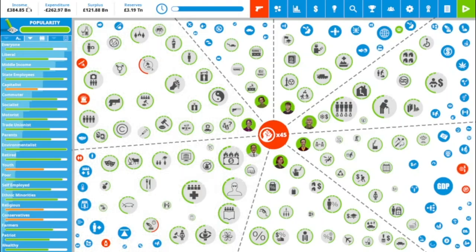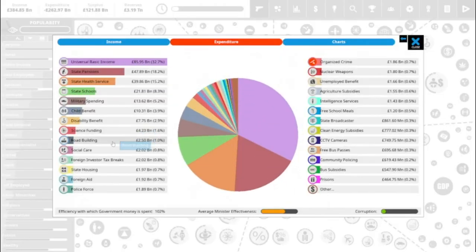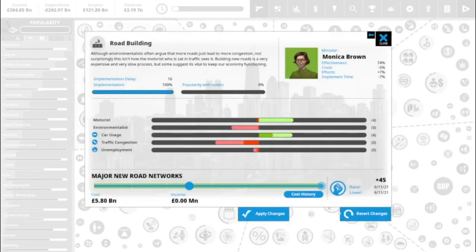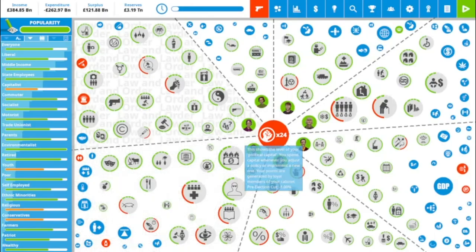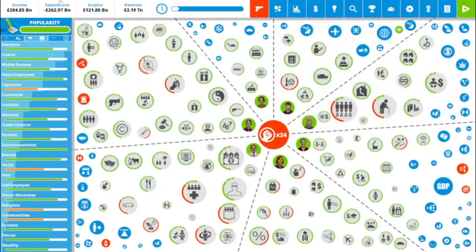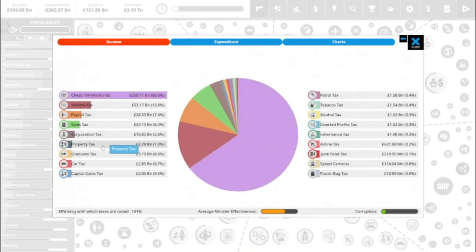Still got a massive surplus. Expenditure? What else can we spend money on? Road building? Yep. See if we can solve every problem. Term 2 is about spending the infinite money. Term 1, all about, do you get 100% support? Even with 100% support, you're 80% of the votes. Politics is a funny game, isn't it?